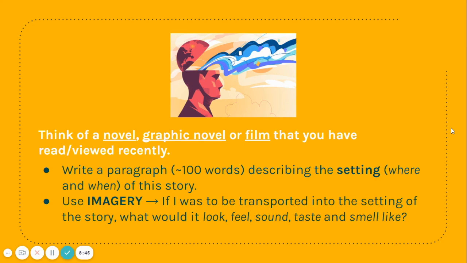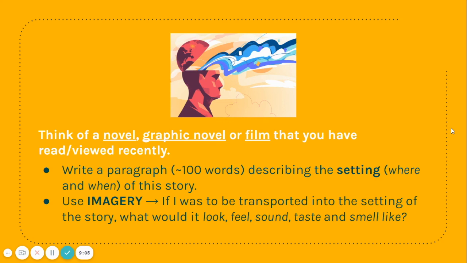If I was to be transported or teleported into the setting of the story that you're describing, what would it look like? What would it feel like? What would I hear? What would it sound like? What could I taste? And what would it smell like? Okay, that is your job for me today, Year 7s.